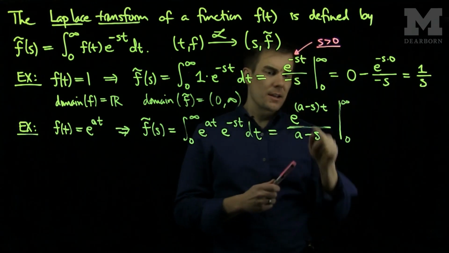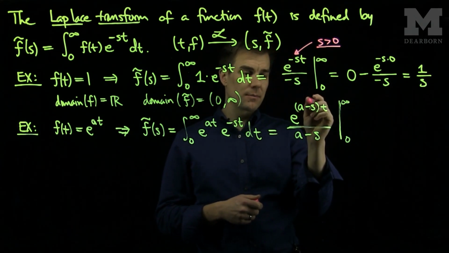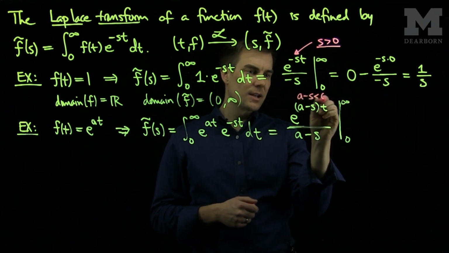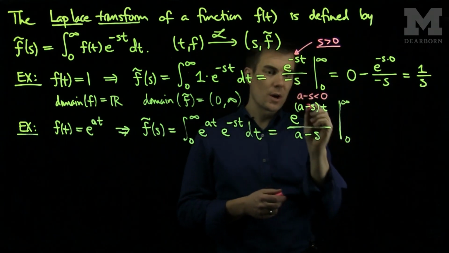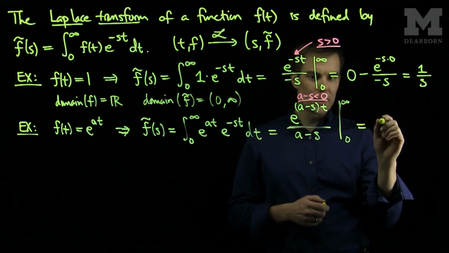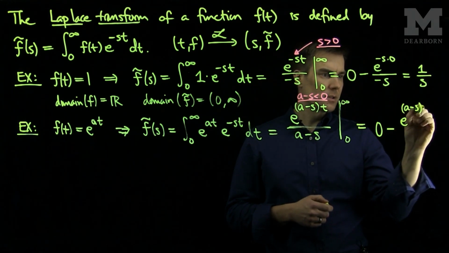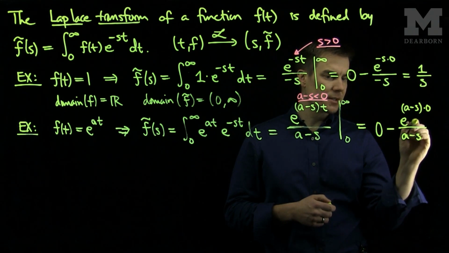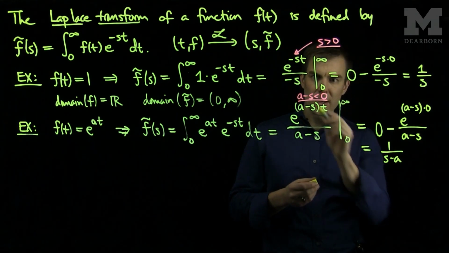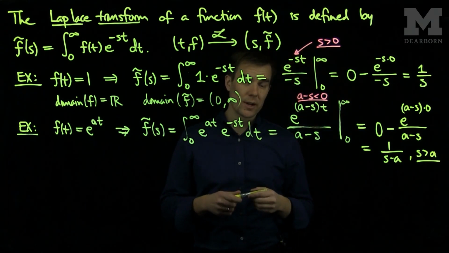Now, we notice that the limit as t goes to infinity will be equal to 0 if a minus s is negative. So a minus s less than 0 will mean that the infinite limit is 0. I will assume this condition, and my top limit will be 0. I will then get 0 minus e to the (a minus s) times 0 over a minus s. And when we simplify this, I will have 1 over s minus a, as long as s is larger than a. So again, my domain has been restricted by taking the Laplace transform.